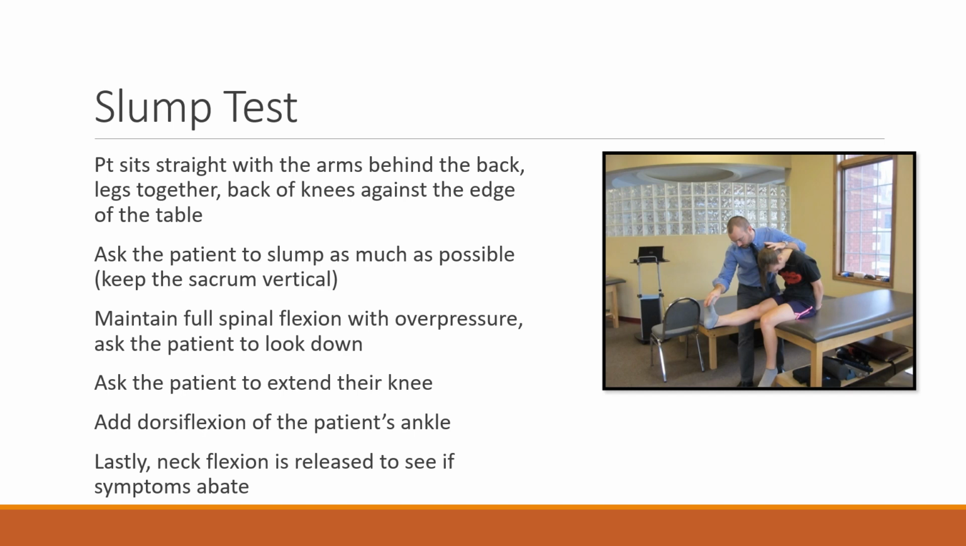So after we determine what the patient's resting symptoms are, we have a good handle on what their concordant sign is, we're going to have the patient sit comfortably and slump as much as possible, and we're going to want to know if that changes the patient's symptoms. If it does not, we're going to want to employ full spinal flexion with overpressure by asking the patient to look down. Again, if this makes the patient's symptoms worse, we're likely going to stop at this point. If it doesn't, we're going to go ahead and have the patient extend their knee. And if that doesn't make the symptoms worse at that particular point, we're going to add ankle dorsiflexion to it.